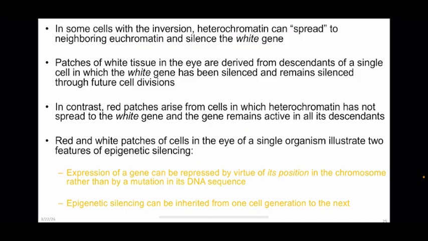So this point is simply saying expression of a particular gene can be repressed by virtue of its position in the chromosome. Probably that mutation didn't change your DNA sequence, it just changed the position on the chromosome, and now it has been inactivated or repressed. Epigenetic silencing can be inherited from one cell generation to the next.